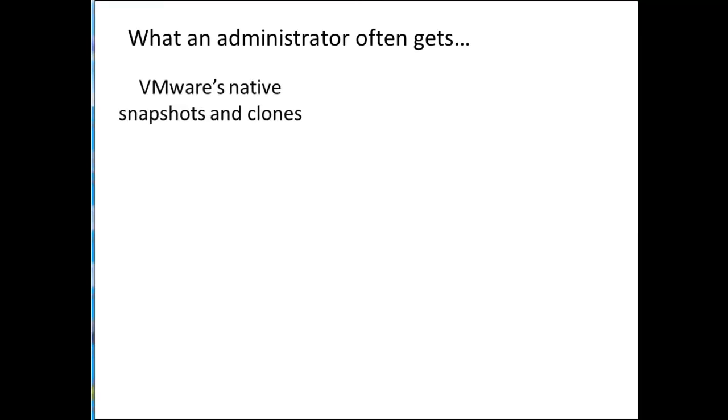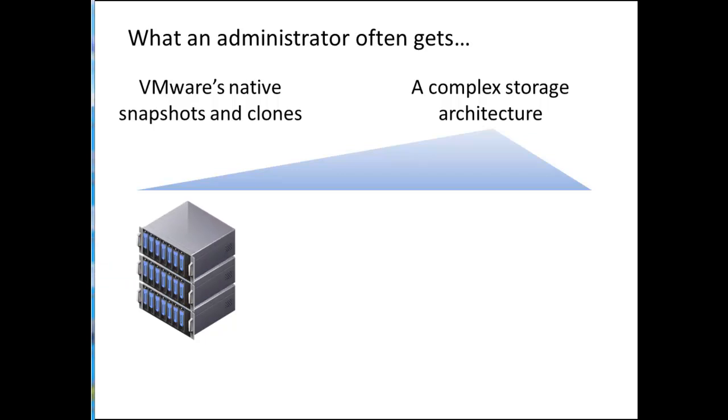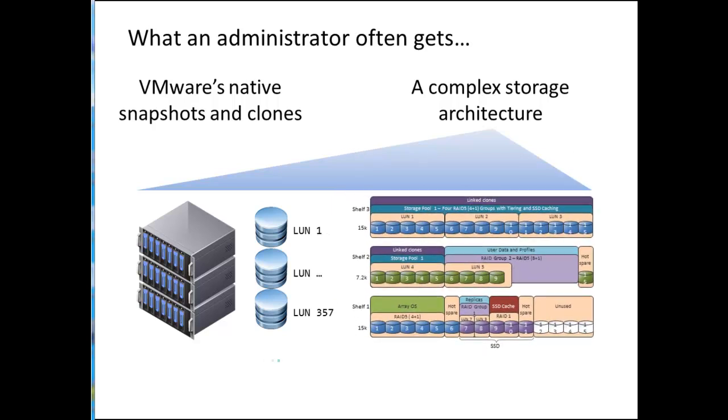Unfortunately, what administrators often get are VMware's native snapshots and clones, which can be prohibitively slow when using traditional storage, or they must deploy an expensive and complex storage architecture in order to achieve satisfactory performance. Traditional storage systems, even those which may employ VAAI, impose storage-centric complexities and constraints on virtualization. Even when best practices are followed, IT departments can be heavily strained when storage isn't a natural fit for virtualization.